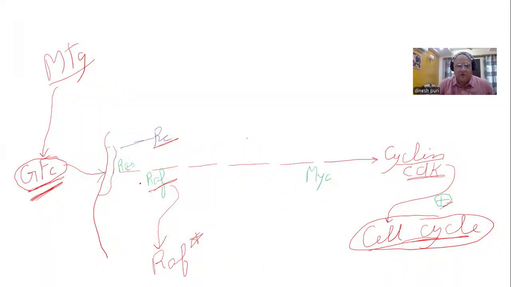Please note this point. REF for its activation required stimulation by the mitogen growth factor. But this activated REF does not require any stimulation. It is persistently active. So this is an oncogene. Okay. So persistent activation, not under control.